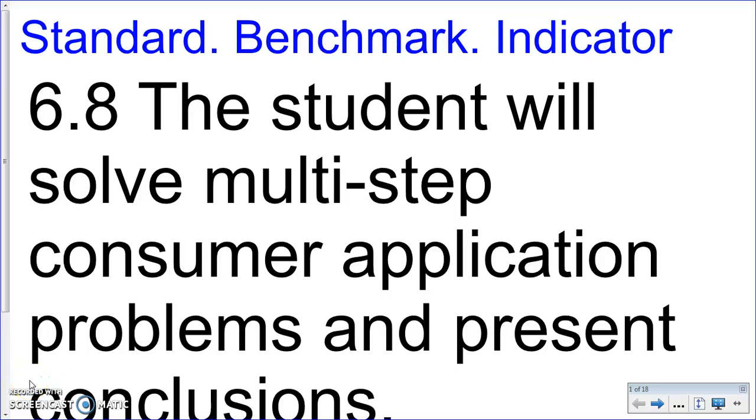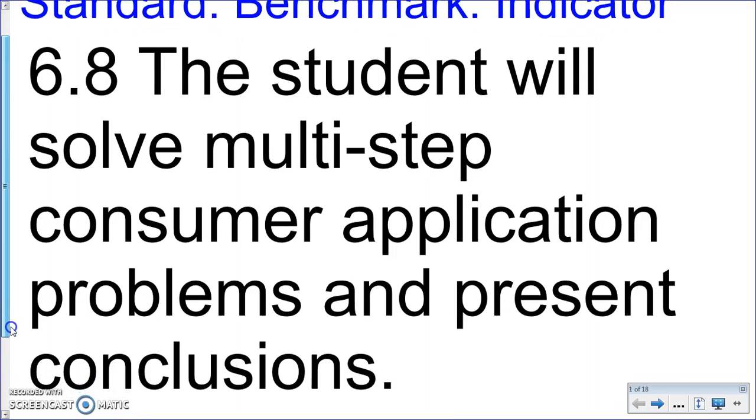Today we are working on multi-step consumer application problems, which just means they're multi-step problems that have real-life applications. And we're going to present conclusions. So please copy the standard benchmark indicator on a clean page in your math notebook. The student will solve multi-step consumer application problems and present conclusions.